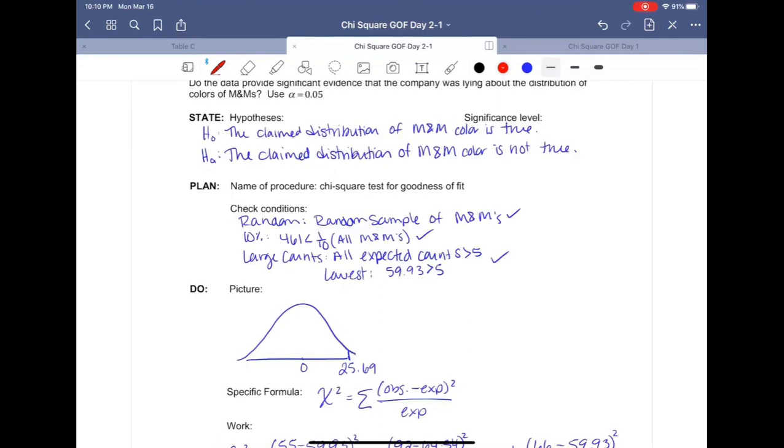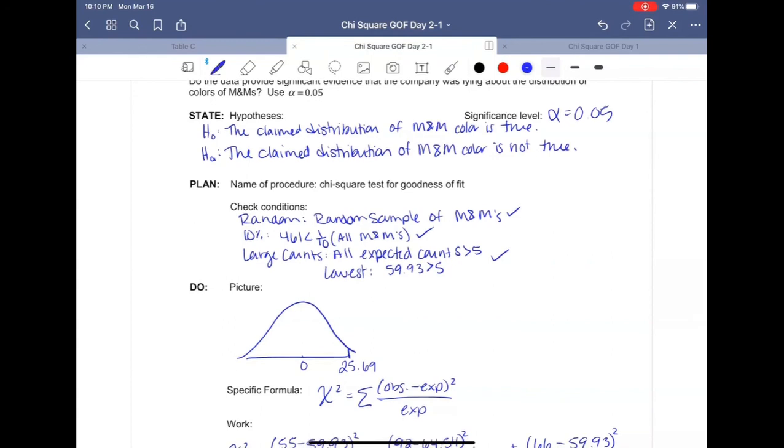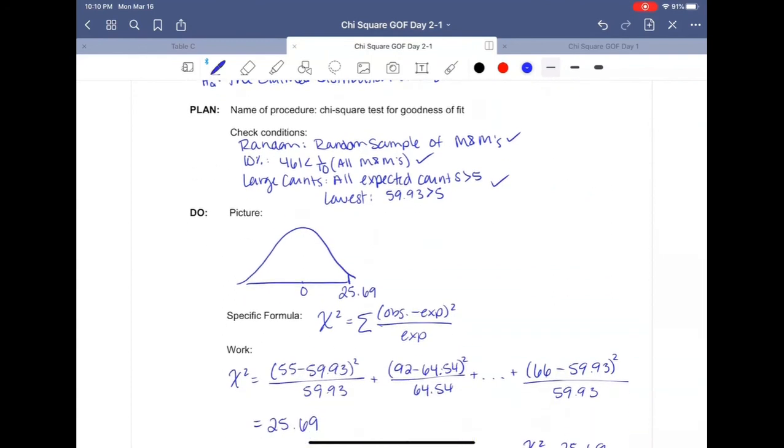All right, so let's go through this. So in this state portion, you'll notice here that we are listing our hypotheses and also our significance level, and they've told us to use an alpha of 0.05. Then in the plan portion, we are naming the procedure. So again, this is a chi-squared goodness of fit. You could also do it symbolically by just writing chi-squared GOF test. That is accepted as well, or pretty common practice.